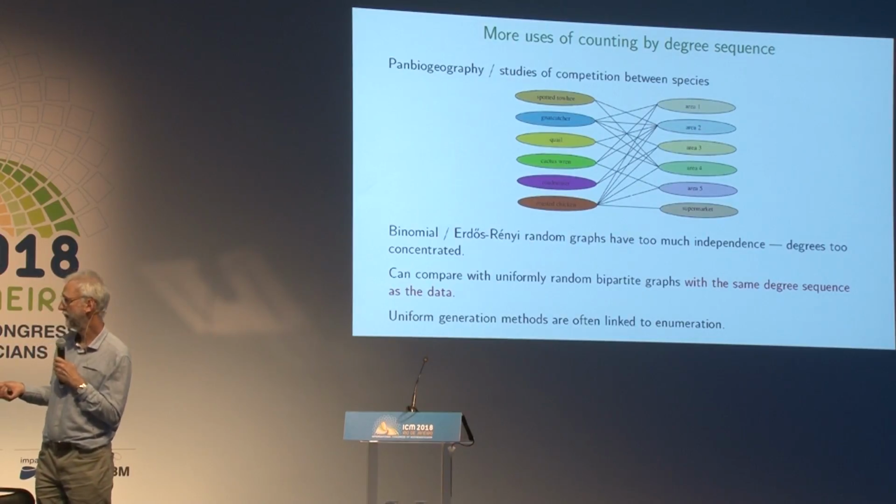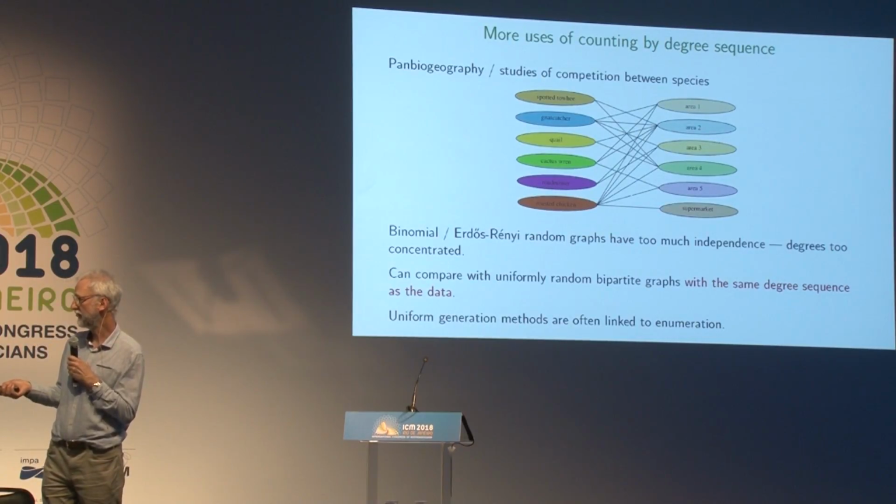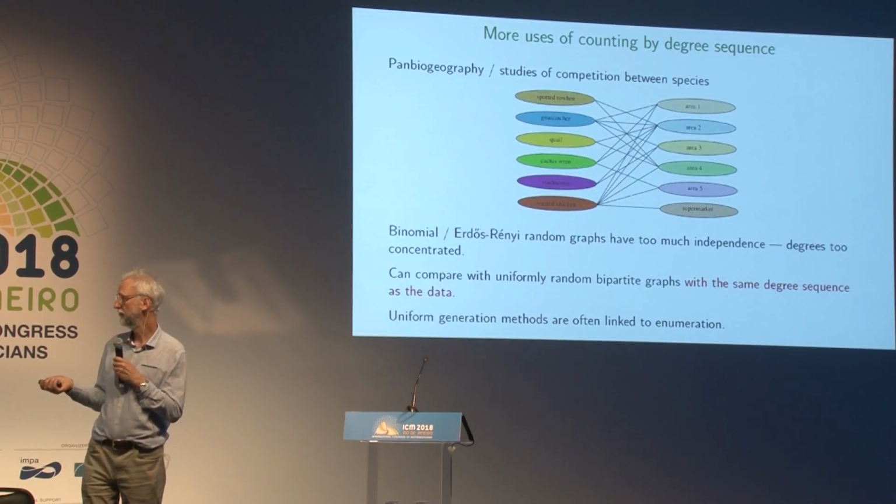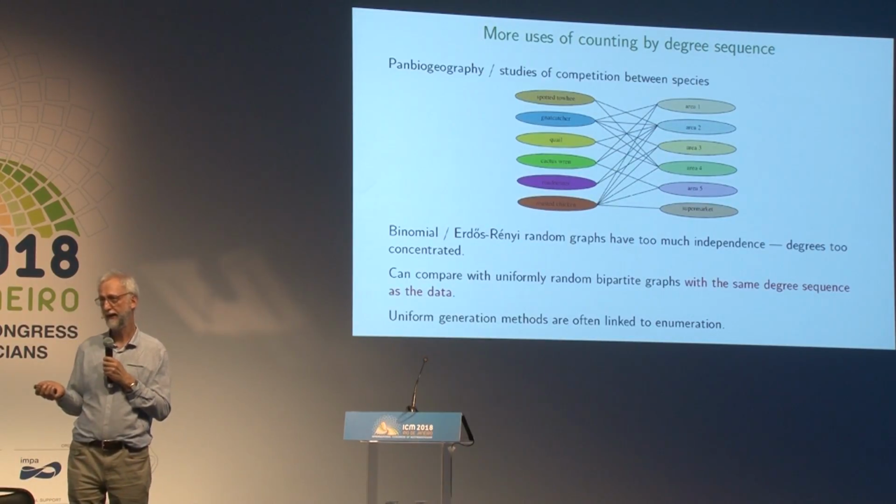Now, all I'm going to say about this as far as enumeration goes is that if you want to uniformly generate things, then often the enumeration methods help in that task.